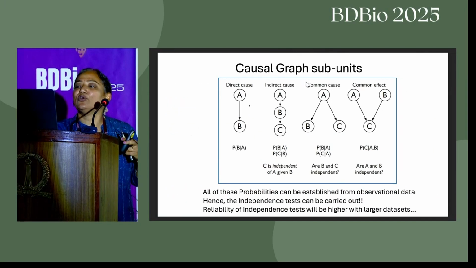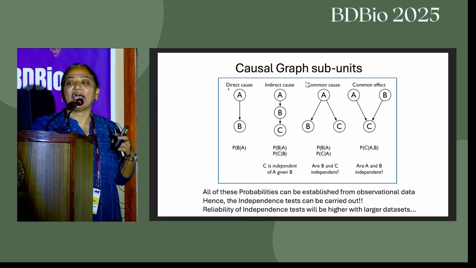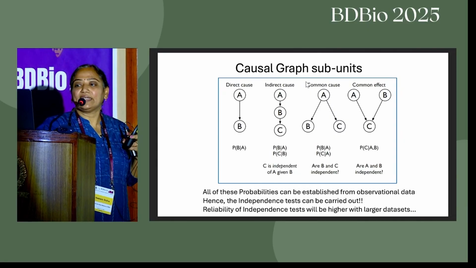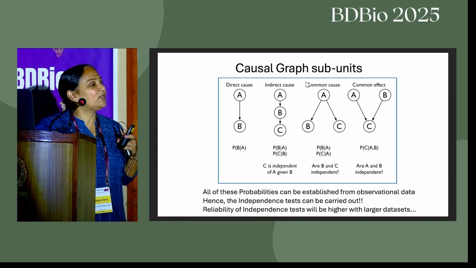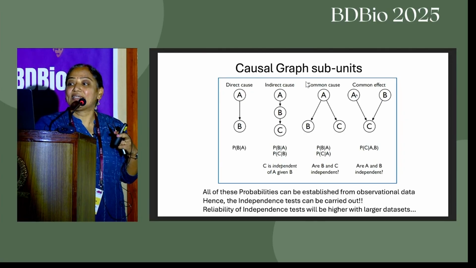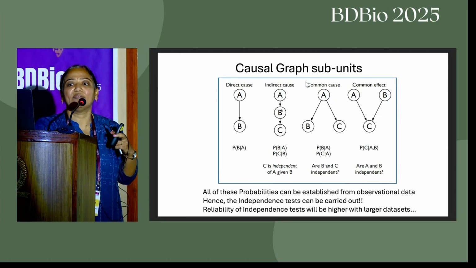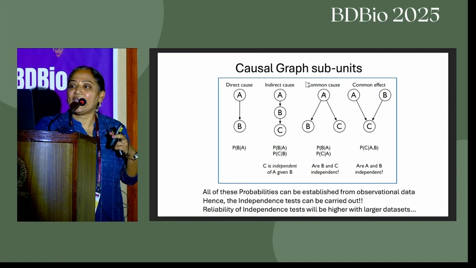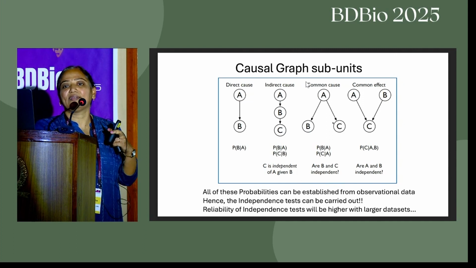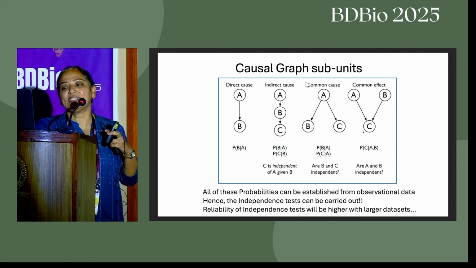So these are the subunits of a causal graph. When I have two variables, I can have a direct cause: either A is influencing B or B is influencing A. Now, when I look at triplets, there can be multiple configurations. There can be a chain, where A is influencing B and B is influencing C. There can be a common cause, where A influences both B and C, or a common effect, where A and B are both influencing C.